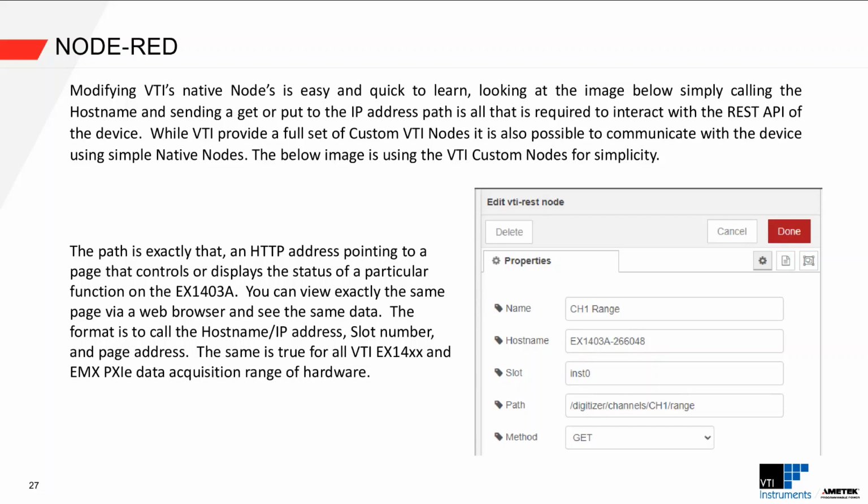And modifying those nodes is really quite simple. So channel 1 range number, host name, in this case, rather than IP address, we're using a host name, slot, if it's a PXIe based chassis or something like that, and then the path, which is quite simply the website address, and whether you want to put the data or get the data. So in this case, we want to call it back. So running this is going to get you a response to tell you what range channel 1 is set to.